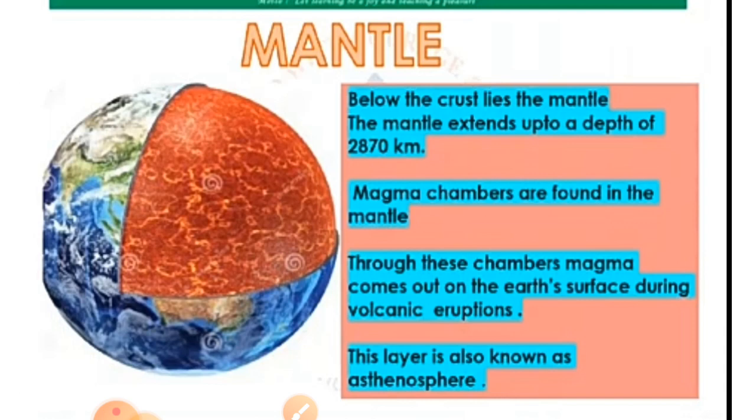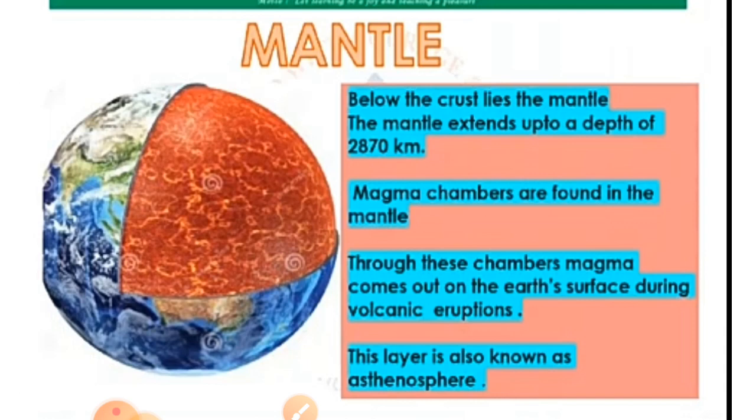It is estimated that this layer extends up to a depth of 2870 km, and the average density of the mantle layer is 4.5 gram per centimeter cube, and it increases with depth. Increasing pressure is the reason behind this. The density of lower mantle is about 5.7 gram per centimeter cube.